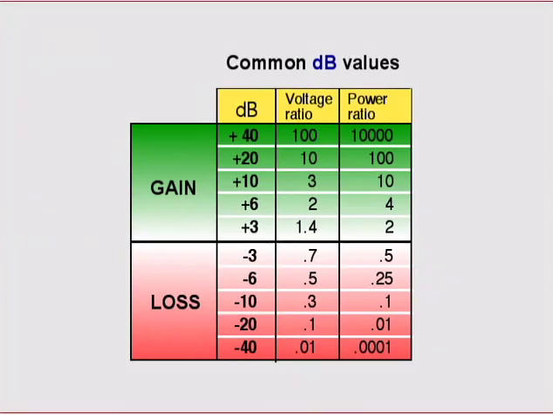This is a table of common signal level dB gains and losses. Notice that increments of 20 dB voltage gain or loss is equivalent to powers of 10 increase or decrease. Plus 20 dB is equal to a 10 times increase. Plus 40 is equal to 100 times, and so on.